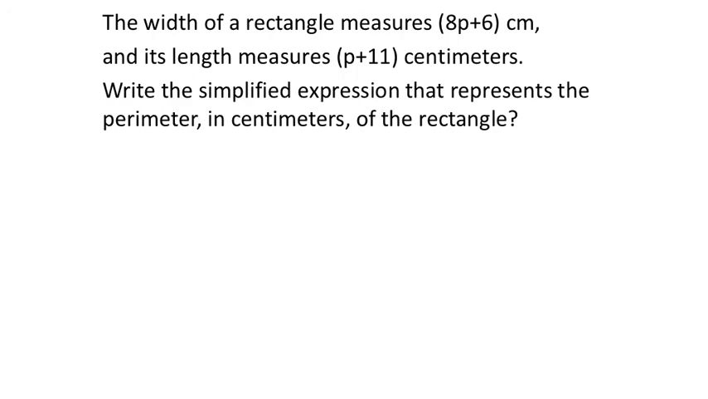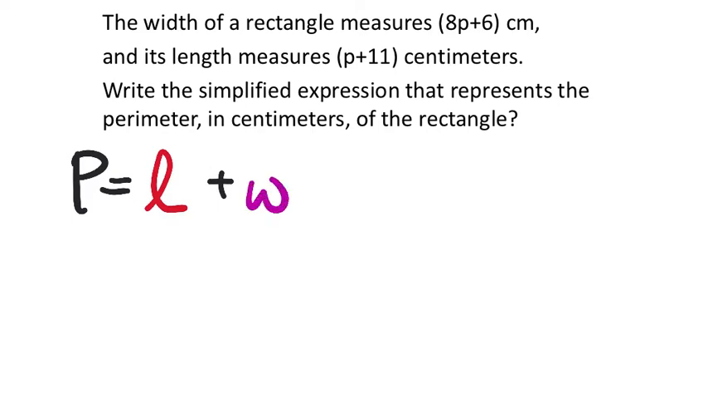So yeah, you're going to see problems like this one on the assignment. You've got a rectangle whose width measures 8p plus 6, and the length is p plus 11. It's asking us to find the perimeter in centimeters of the rectangle. It may be useful to remember that perimeter is the same as taking length, then adding your width, and then just repeating that. Some people write this formula a little bit differently. That's completely up to you. But I'm going to write it like this so I can see all 4 sides.